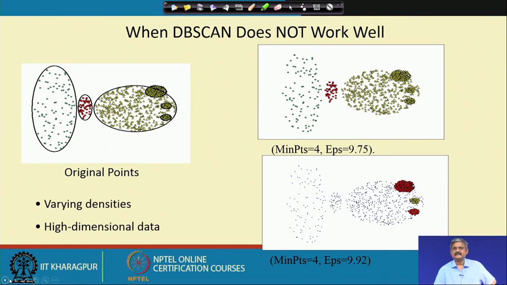Okay. With this I stop. There are many modifications to DBSCAN which people have tried in different ways, but this is the basic idea.